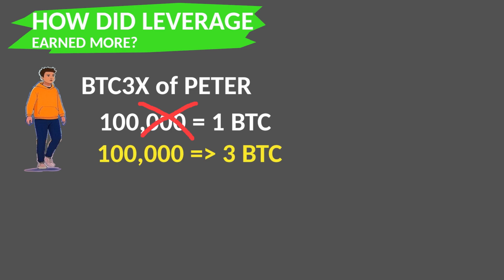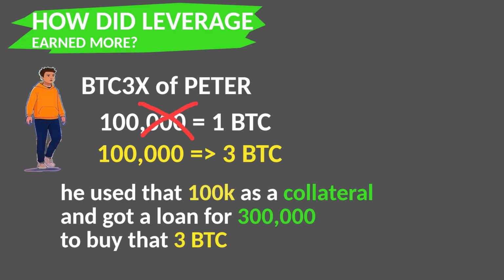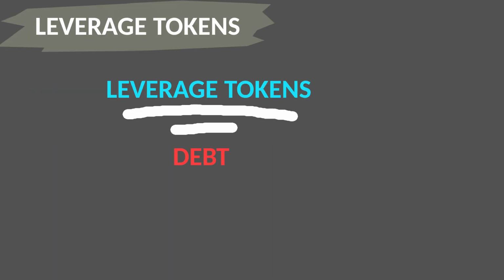But how? How did Peter get 3 BTC using his 100k? Yup, he used that 100k as collateral to buy 3 BTC and invest it on the market. Okay, it's safe to say that debt is what's under the leverage tokens.